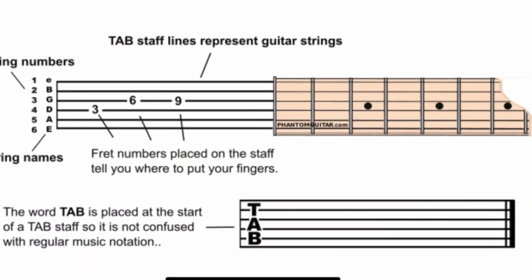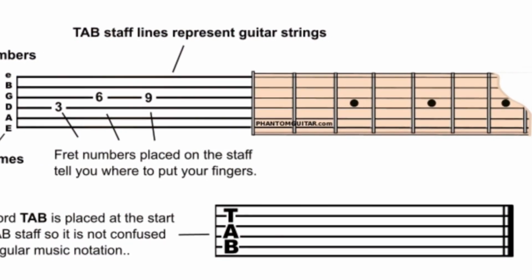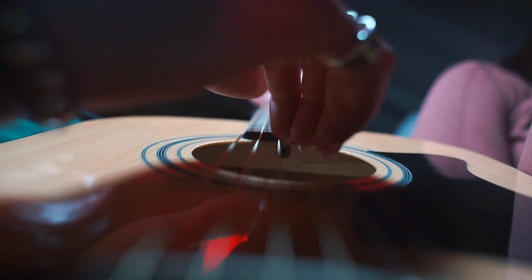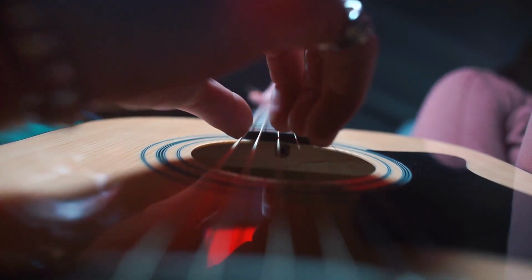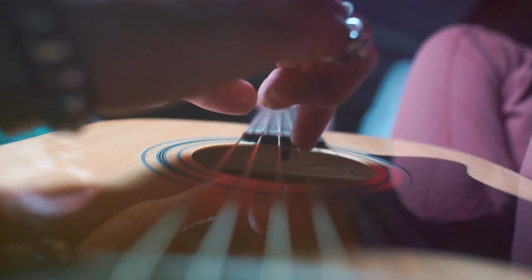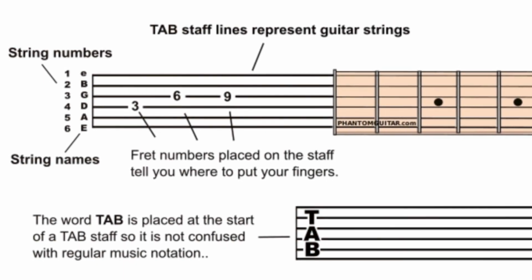Imagine your guitar lying flat in your lap, the headstock to your left and the body to your right. Now, picture a set of 6 horizontal lines. These lines represent the 6 strings of your guitar. The top line corresponds to the thinnest string, that's your high E string, and the bottom line represents the thickest string, your low E string.